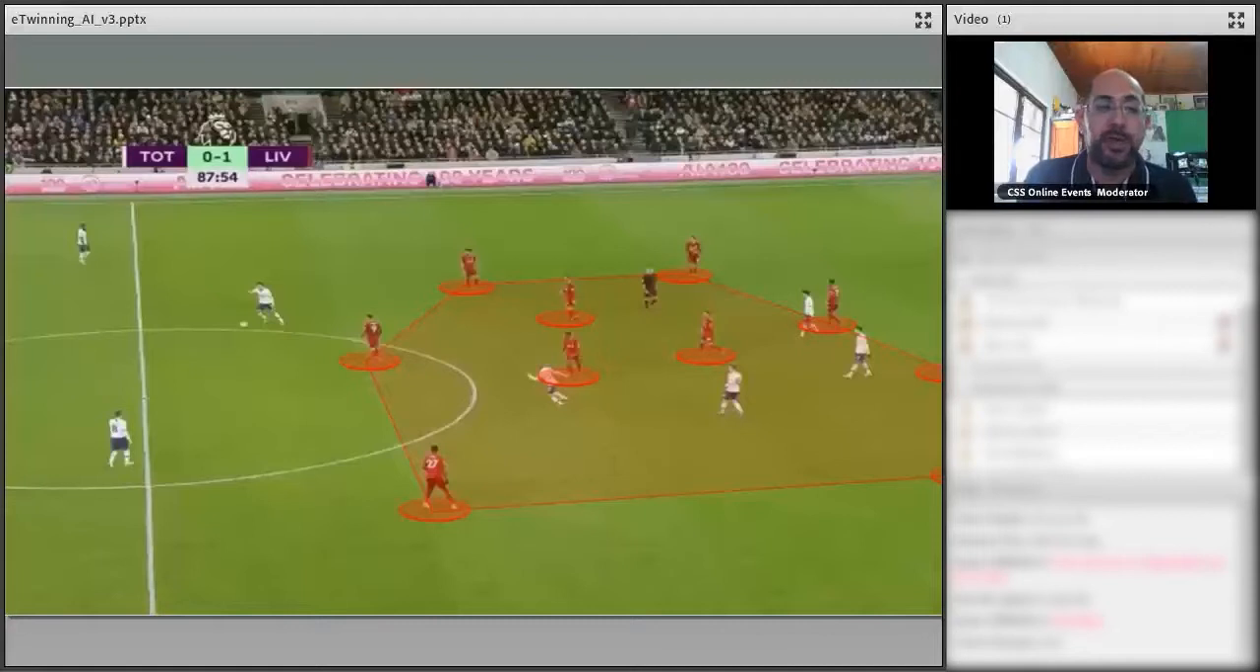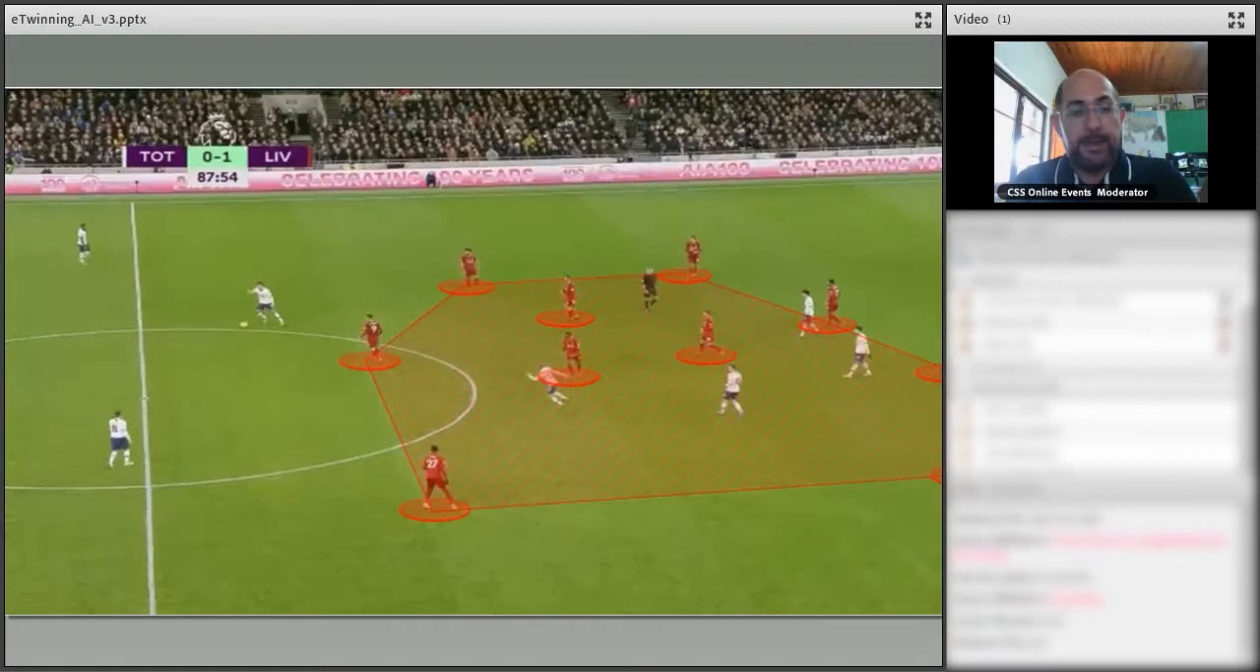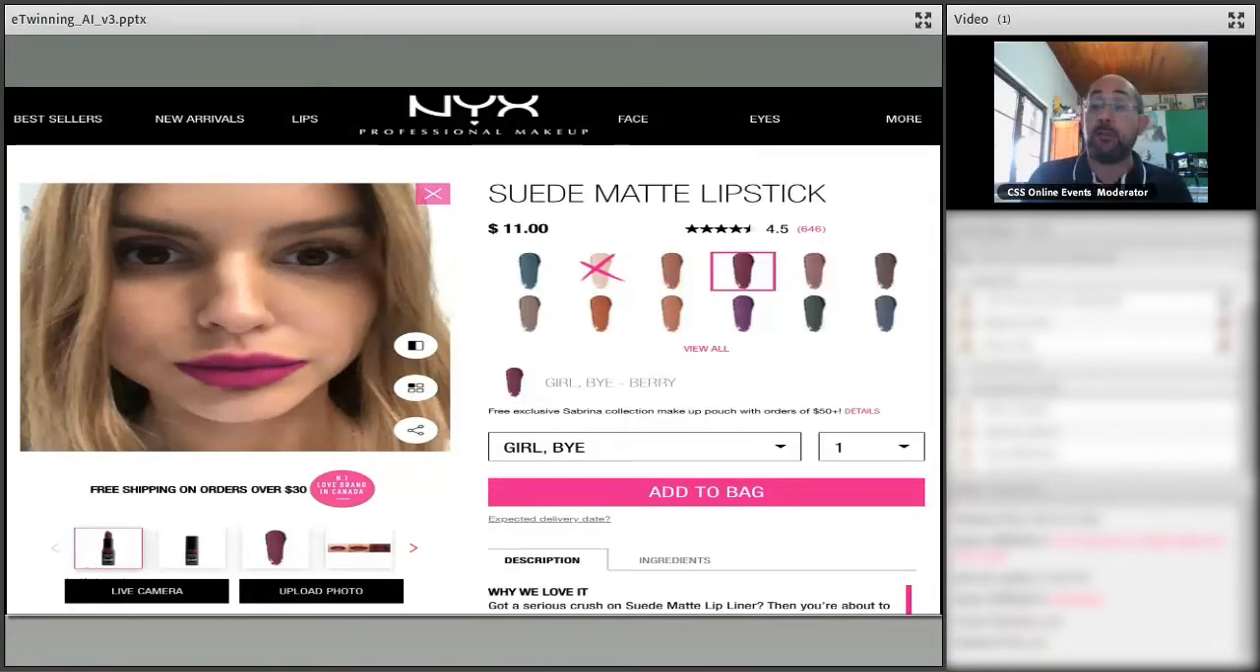This is possible due to AI. In sports, for example, to analyze the different tactics and so on, the moves of the players on the field, they are using AI for that. Another example is fashion. If you want to try a lipstick or a dress, but you don't want to put on the lipstick or the dress, you can use some form of AI that can help you, and you can see the result beforehand.